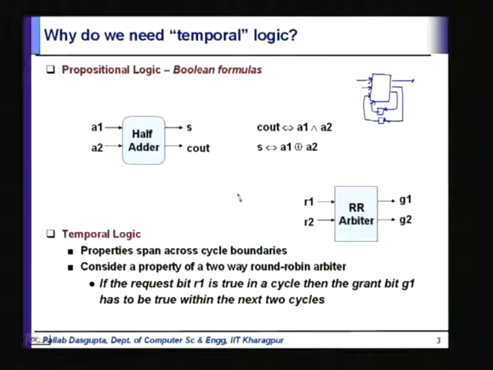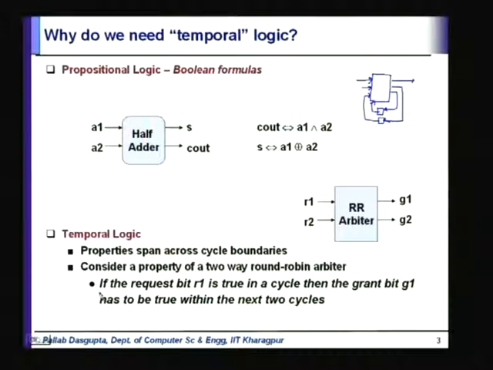Now, why do we need to move from that to temporal logic? That is because we want to depict behaviors which span across cycle boundaries, behaviors which span over many cycles. So, if I do this in this cycle, then in the next two cycles you should do that, and then I will do something in the cycle after that, and things like that, right. That is what we mean by temporal: the behavior is not at a given point of time, but spans over some amount of time.